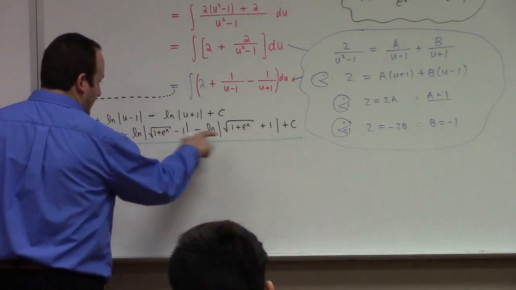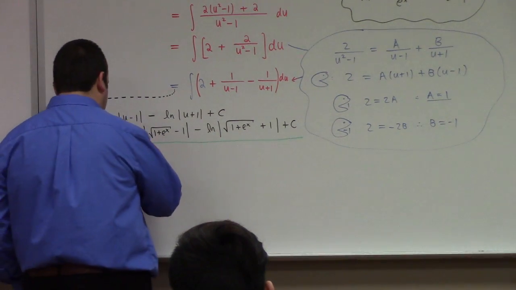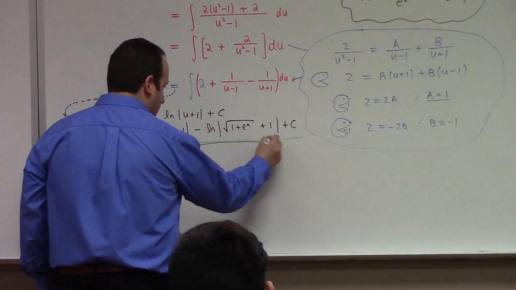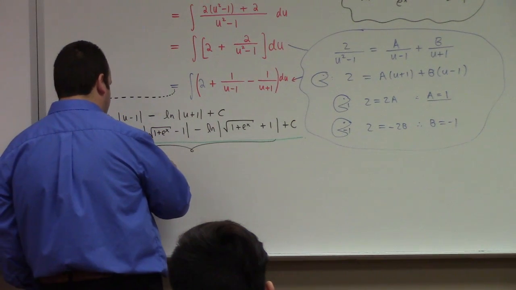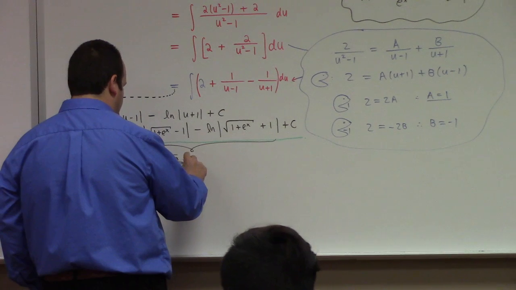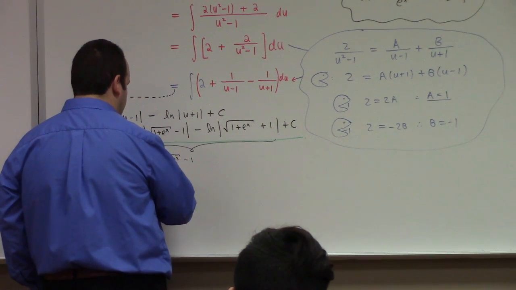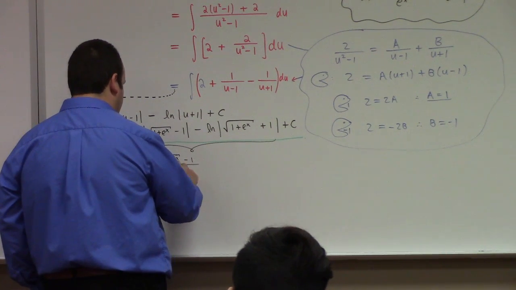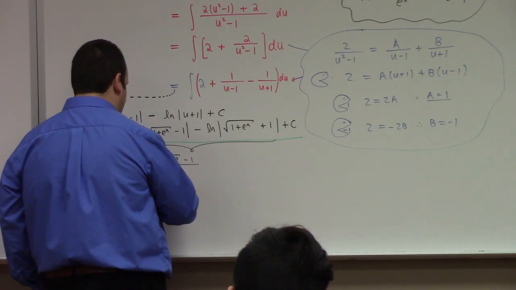Right, how about these? I can put these together, right? Let me focus on these two pieces. This is really the same as the natural log of what? Of the square root of 1 plus e to the x minus 1. If you look at it, you don't need the absolute values either, right? Because how about the square root of 1 plus e to the x? What's the smallest it can possibly be?